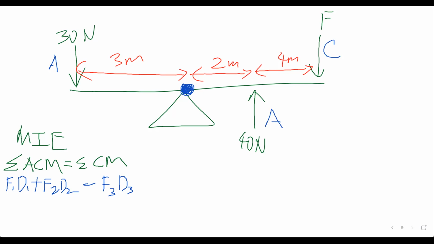You stuck? Give you this formula, you cannot do. What's the working? Your force one will be this, right? So it's going to be 30, multiplied by your distance one, which is going to be 3 meters, right? Plus your force 2, which is going to be 40, and your distance 2 will be how much?